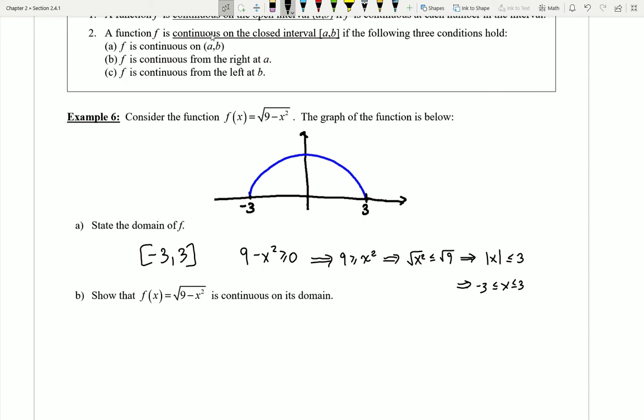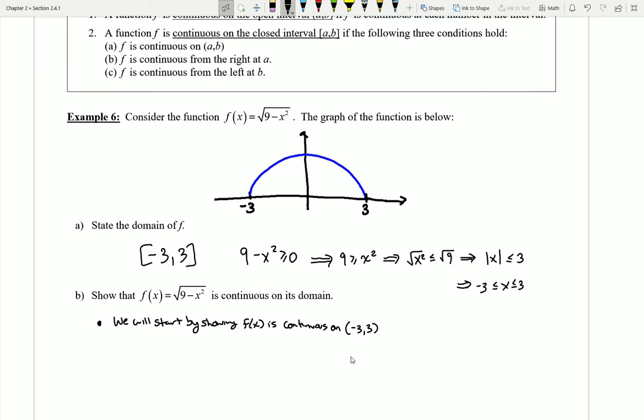To show that a function is continuous on a closed interval, I'll show each of the following. Now we're going to start with part A, which is actually probably the hardest part here. Let's go ahead and see what we need to show. Okay, so we will start by showing that f of x is continuous on -3 to 3, the open interval.